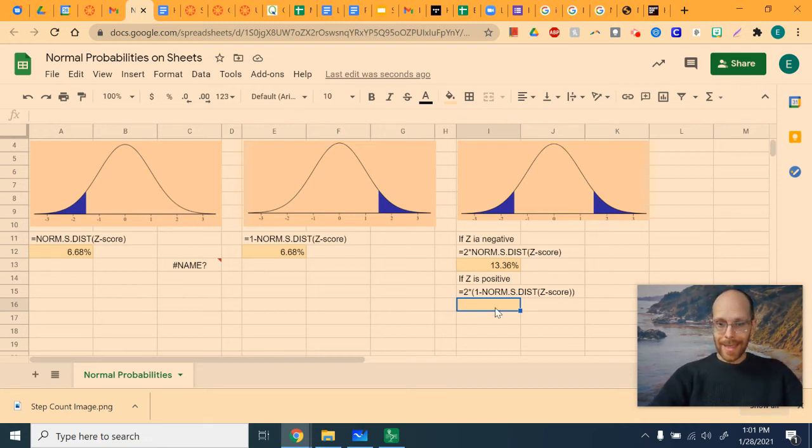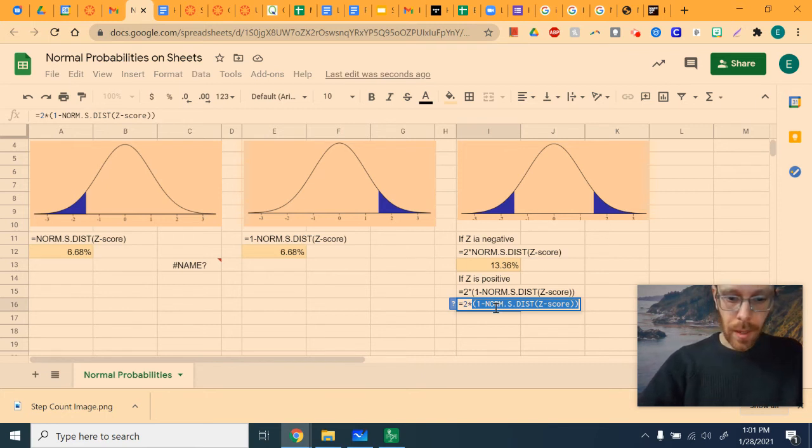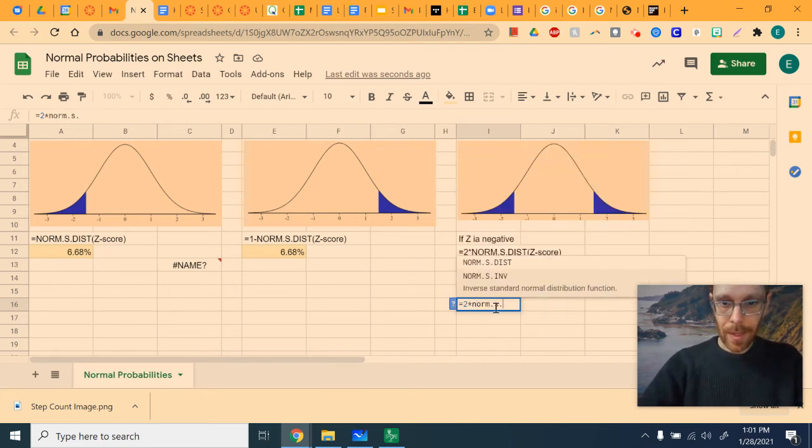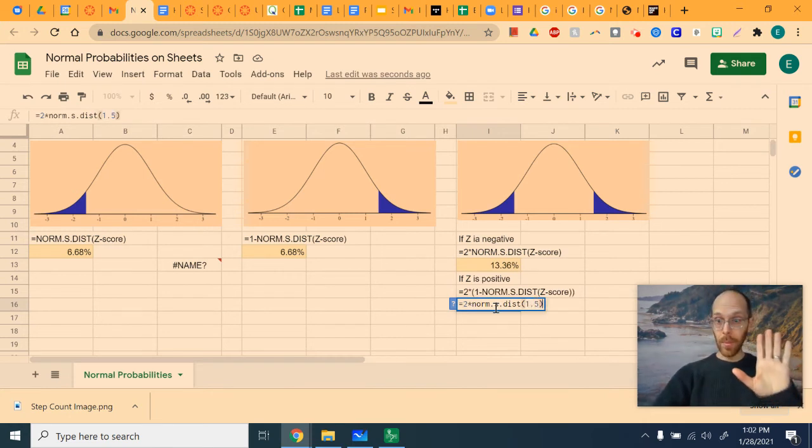Now let's suppose we got a different situation and we had the z-score up here, the 1.5. It's tempting to think that we could just do 2 times norm.s.dist of the 1.5, right? But look what happens when we do that. We get this number, or in other words, there is a 186% chance that that happens. That doesn't make any sense, right? Here's what we just did. We just took the area below this value, which is more than half of the curve, and doubled it. So how do we fix that?